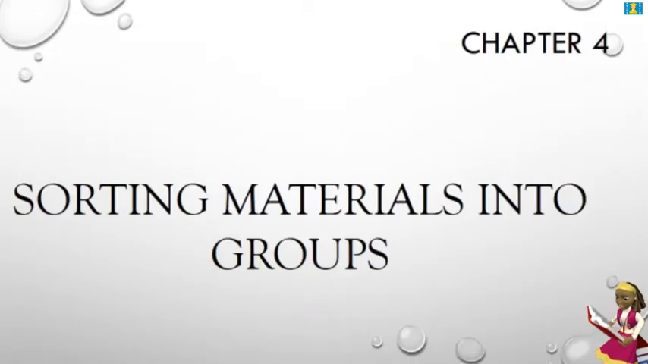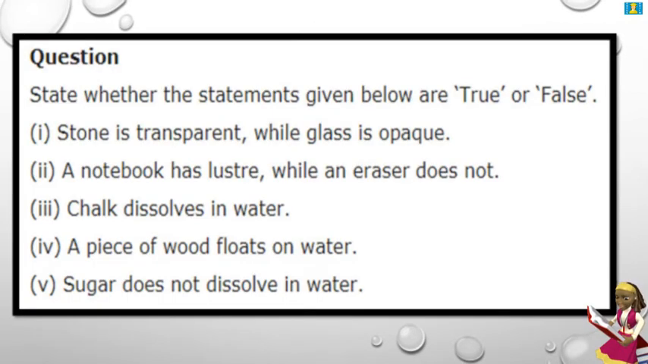Chapter 4, Sorting Materials into Groups. The question is, state whether the statements given below are true or false. First one is, stone is transparent while glass is opaque. The second one is, a notebook has luster while an eraser does not.